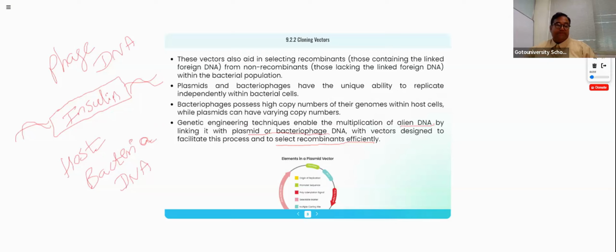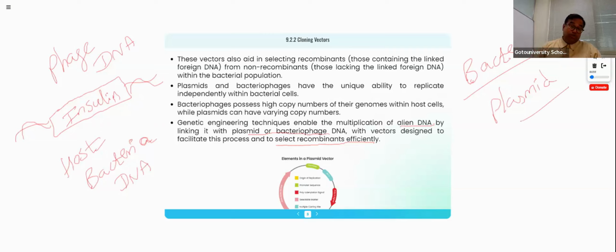So they will ask how we can introduce the insulin gene, the foreign gene, into the bacteria without plasmid destruction. They will think about these checkpoints.